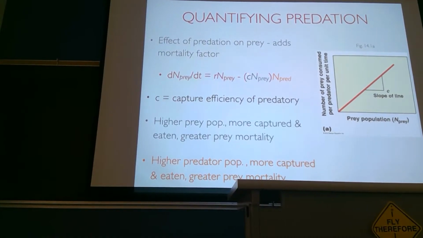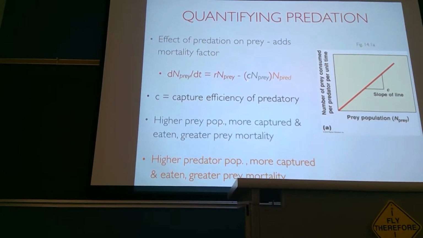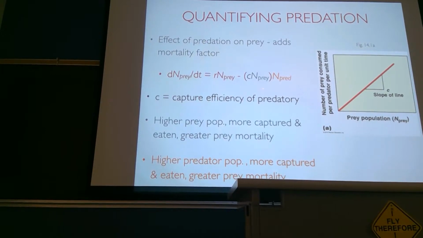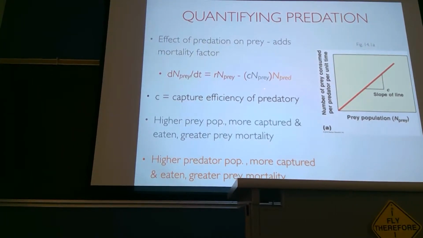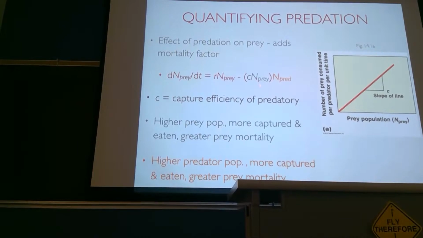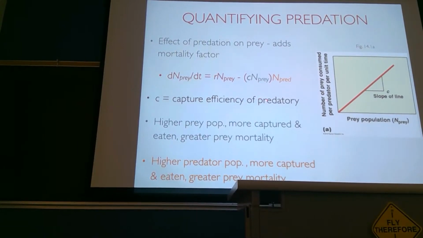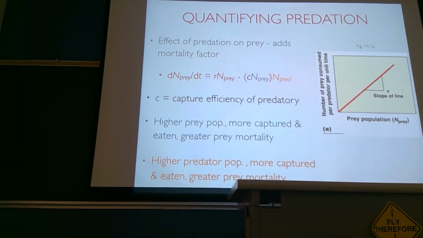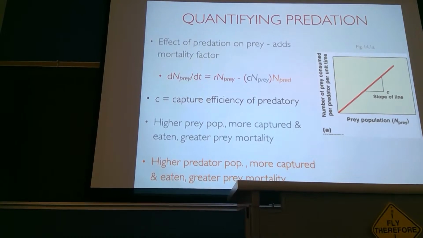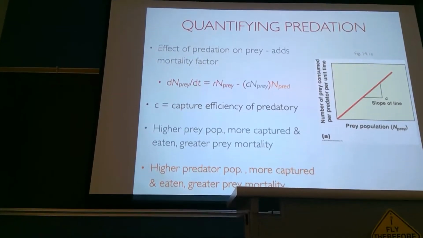Notice too that the prey population affects capture efficiency. If there are a ton of prey, it's easy for the predator to find you and eat you, and this number will go up. If your prey population is low, this drops. Okay, it is hard for your predator to find you and eat you. It affects how many of you are eaten, what your prey population is, as well as how many predators there are and the capture efficiency.